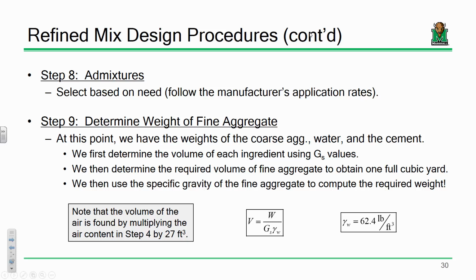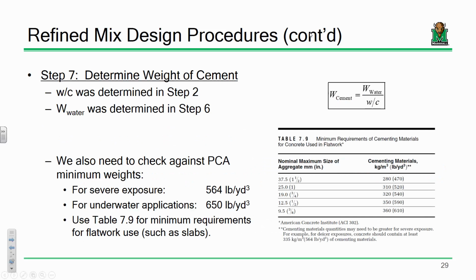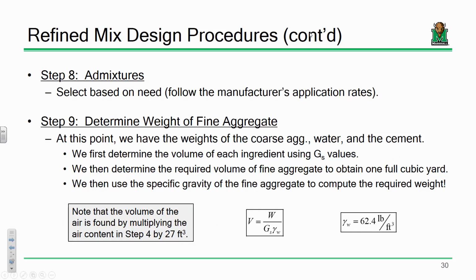Step 8, admixtures. I have a formula for air entrainer listed on that sheet for step 8. That formula might seem a little strange. It will make a lot more sense when we go through our example. But essentially, the way air entrainers work is they will specify how many fluid ounces will generate 1% air per 100 pounds of cement. So you'll basically take the amount of cement from here, the amount of air that's required, and determine your required amount of admixture. Okay. Everybody good so far?